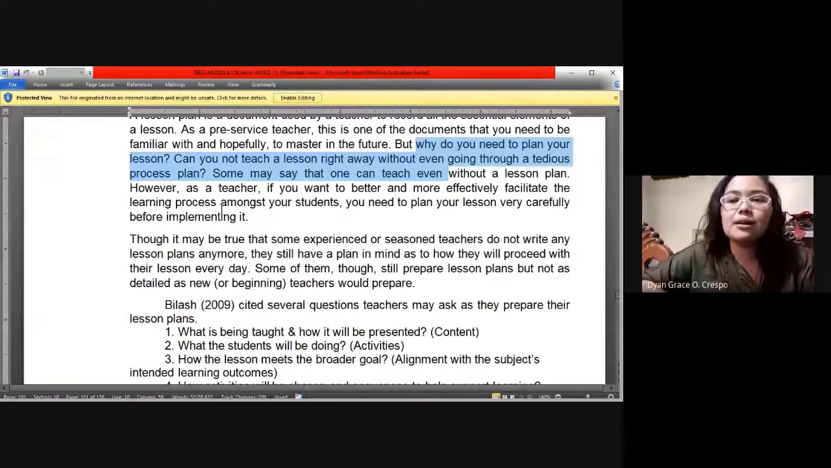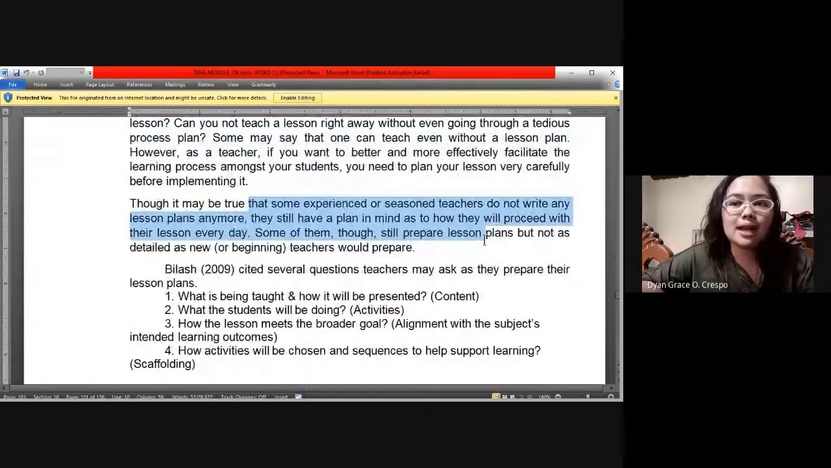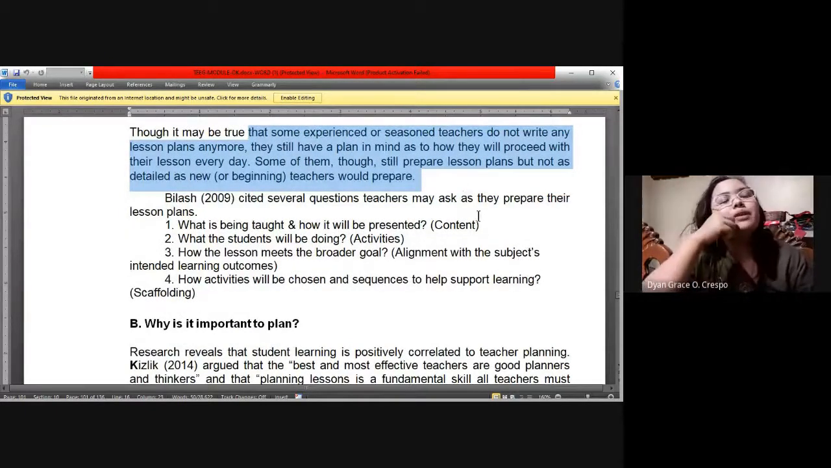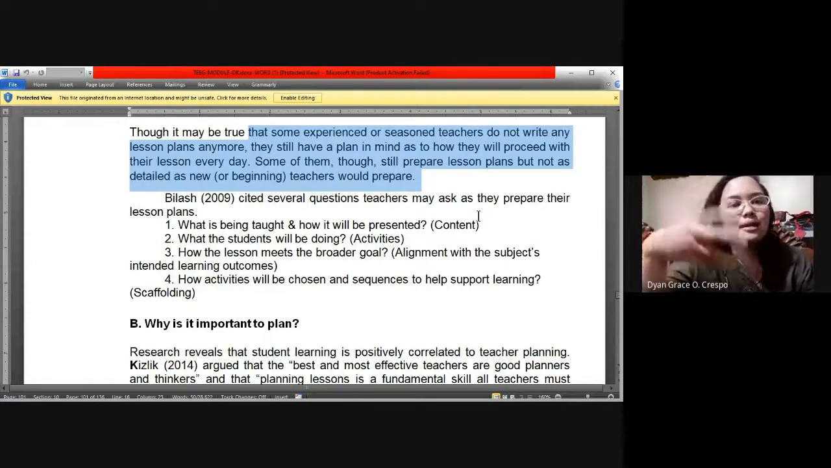Though it may be true that some experienced or seasoned teachers do not write any lesson plans anymore, they still have a plan in mind as to how they will proceed with their lesson every day. Some of them, though, still prepare lesson plans but not as detailed as our new beginning teachers. It is said na newly grad teachers, 3 years kayong mag-detailed lesson plan. As in, very detailed. Next, after 3 years, pwede na kayong mag-semi-detailed lesson plan. Ngayon kasi ano na lang, lesson log.